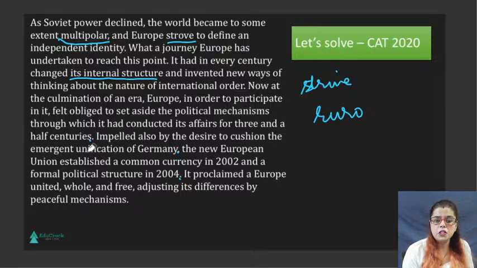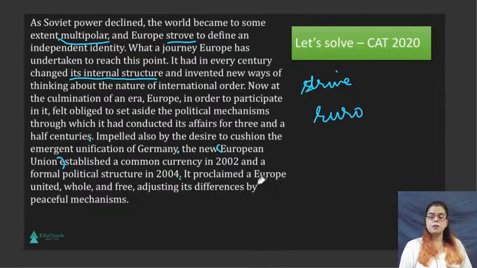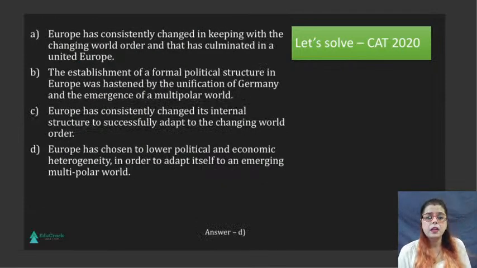The emergent unification of Germany, the new European Union. So this is what they're talking about. The political structure that they are talking about is the European Union, right? The formation of European Union. So this here talks about how Europe has evolved and now what Europe is trying to do and why it is trying to do it. Let's look at the options that we have.